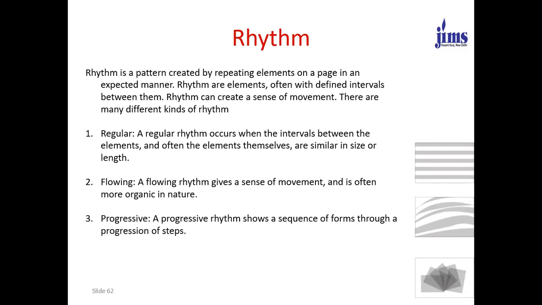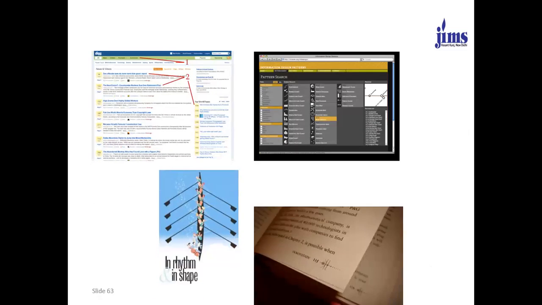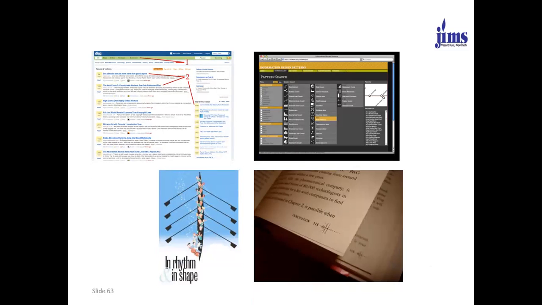So remember, for balance we talked about four types: symmetrical balance, asymmetrical balance, radial balance, and all over balance. We talked about the second principle, that is rhythm. Rhythm has three types: regular, flowing, and progressive. Regular ones with equal intervals, flowing ones which give a sense of movement, and progressive ones, of course, that show a sequence through a progression of steps. These are examples of rhythm that you can actually use in a design, so that not just theoretically, you'll be able to understand how these principles are used practically as well.